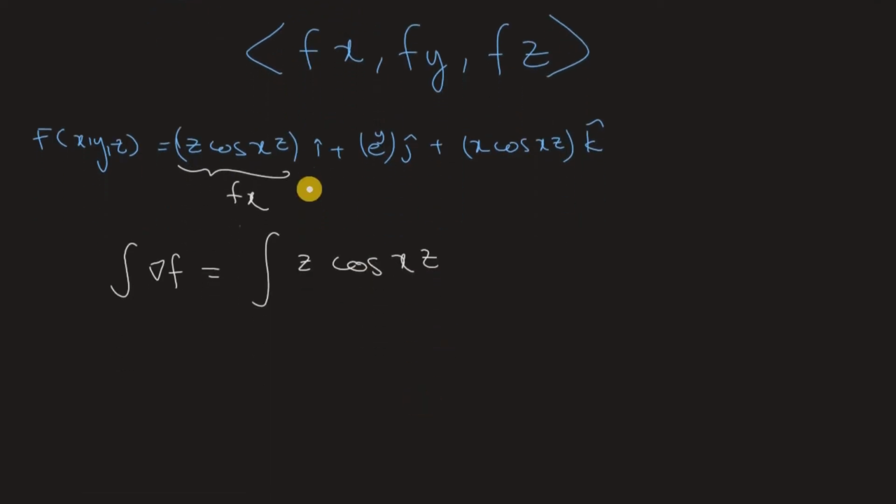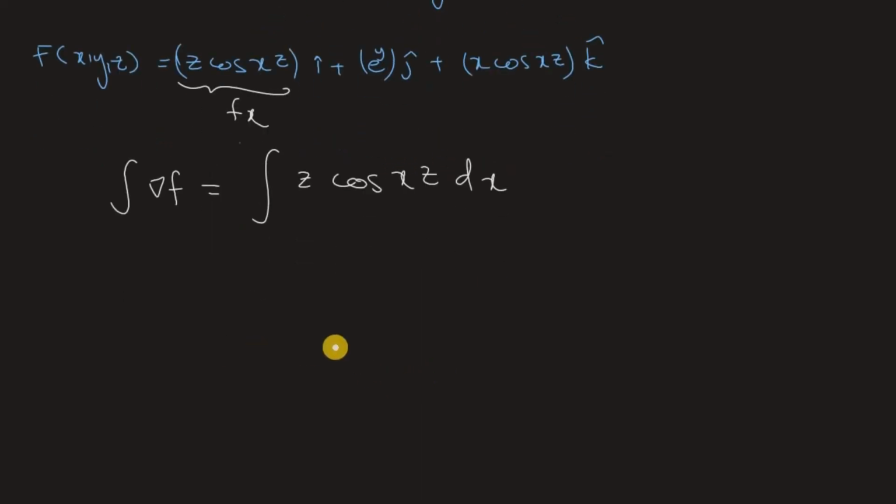Since it's the i hat component, we're going to integrate with respect to dx. If it's this function, that's going to be with dy, and if it's this function, that's going to be with dz. You can take any of these functions you want, but it's better to take f of x first, because if you take this first, then you're going to have a constant, and then it's easier for you to find the constants of these ones later. Let me show you what I mean.